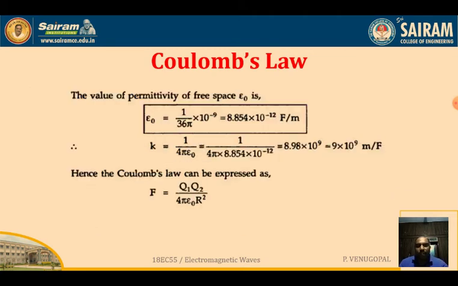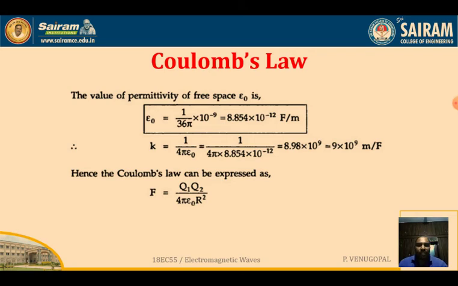The absolute permittivity epsilon naught is also equal to 1 by 36 pi into 10 to the power of minus 9 farads per meter. Then k is equal to 1 by 4 pi epsilon naught. Substituting epsilon naught equal to 1 by 36 pi into 10 to the power of minus 9, you will get 8.98 into 10 to the power of 9, which is approximately 9 into 10 to the power of 9 meters per farad. So this is the value of k. Hence Coulomb's law can be expressed as F is equal to Q1 Q2 by 4 pi epsilon naught r square. In problems, we can directly use F is equal to 9 into 10 to the power of 9 Q1 Q2 divided by r square.